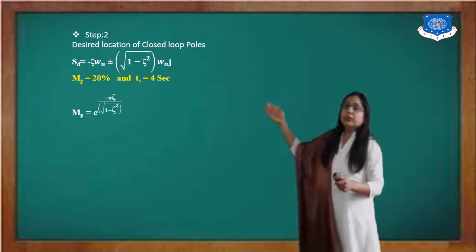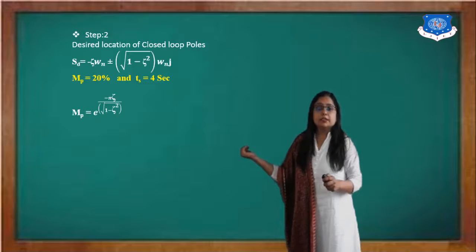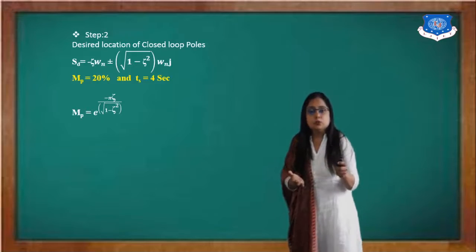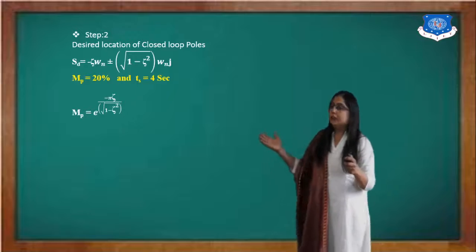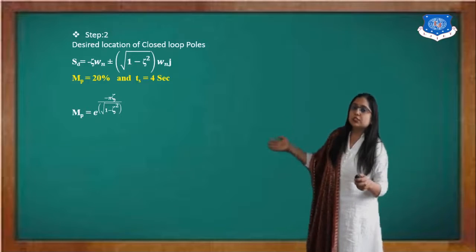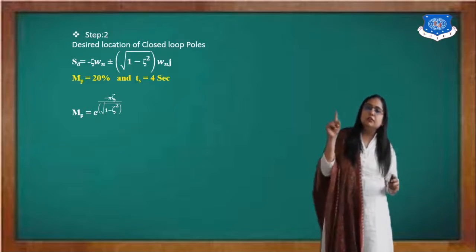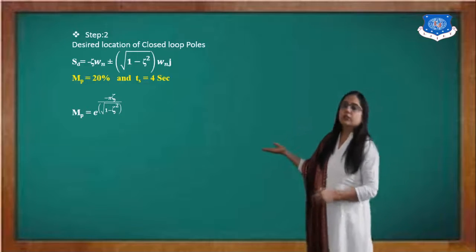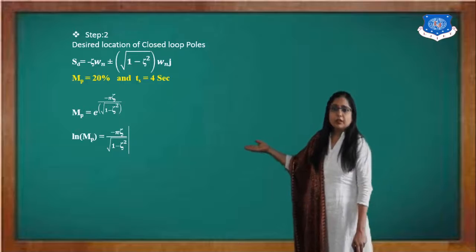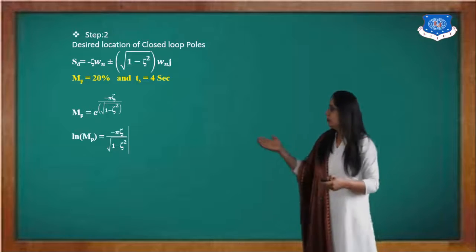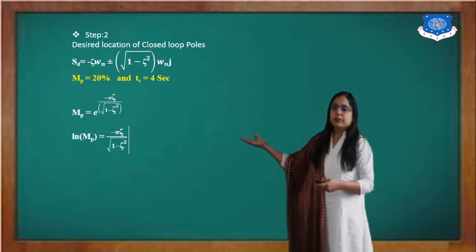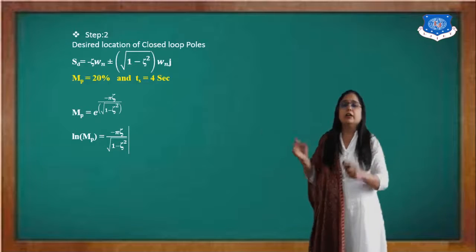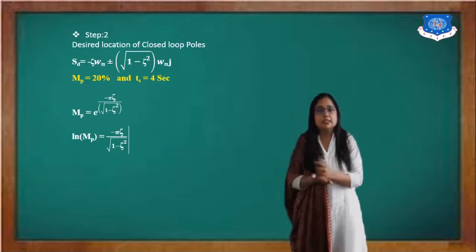Now we already have the value of Mp, that is 20%, equal to 0.2. Substitute this value here, then only one unknown remains, that is zeta. Here, first of all, if I want to cancel the e raised to term, then I have to take ln because the base is e.